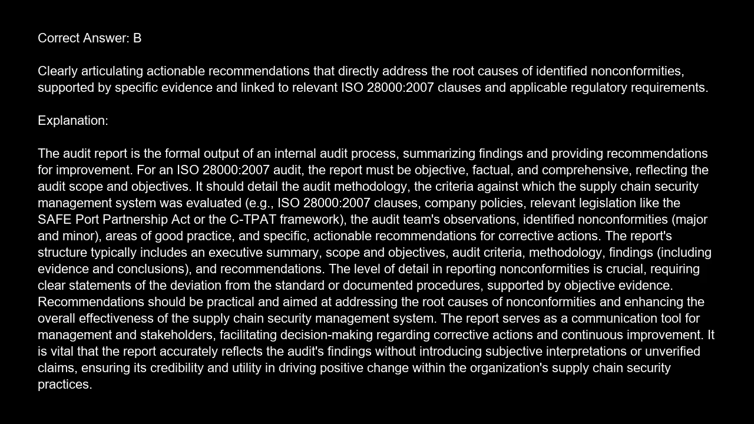The report structure typically includes an executive summary, scope and objectives, audit criteria, methodology, findings, including evidence and conclusions, and recommendations. The level of detail in reporting nonconformities is crucial, requiring clear statements of the deviation from the standard or documented procedures, supported by objective evidence. Recommendations should be practical and aimed at addressing the root causes of nonconformities and enhancing the overall effectiveness of the supply chain security management system.